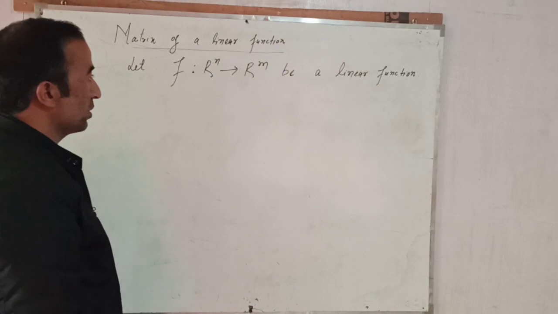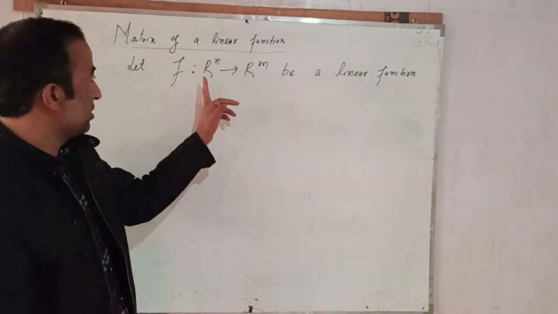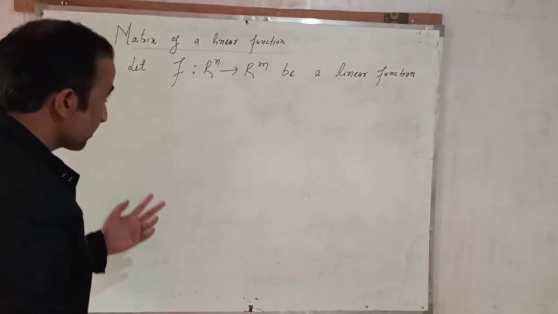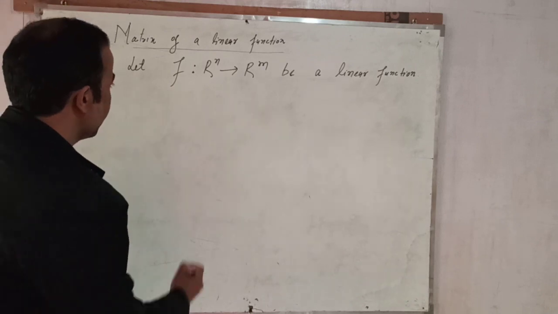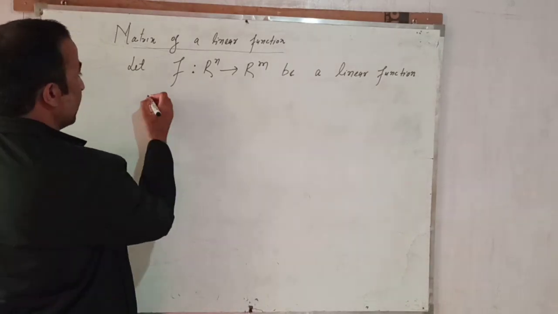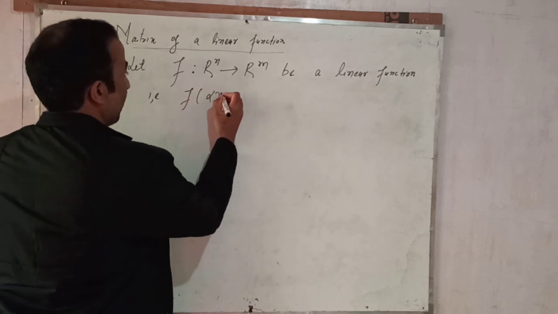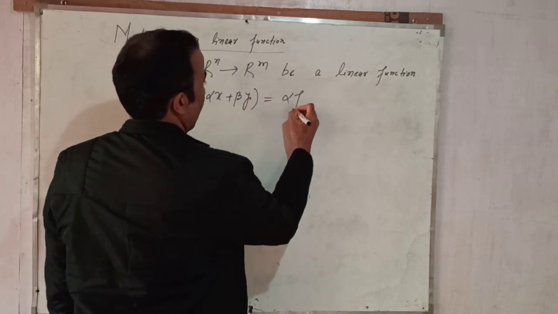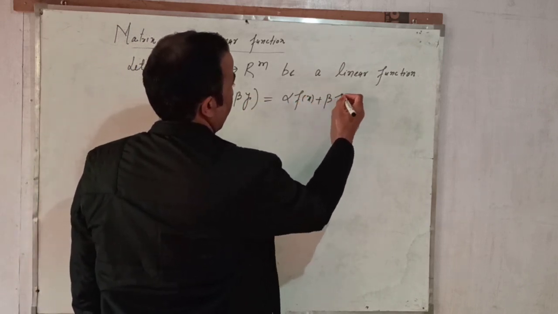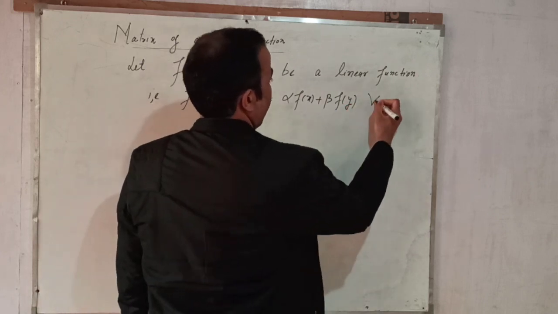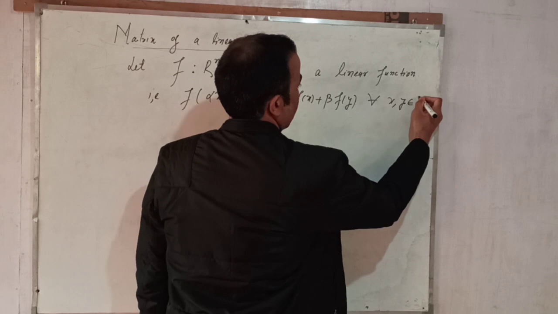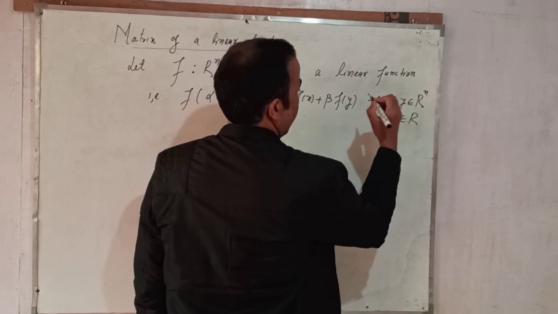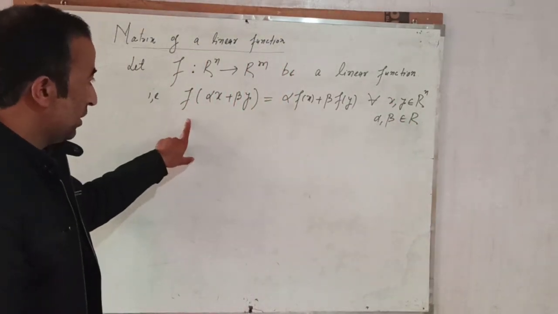By linear function, you know what we mean. Actually, we consider Rn and Rm as vector spaces over R, over the field of real numbers. And when we say f is a linear function, we mean that f of alpha x plus beta y is equal to alpha f of x plus beta f of y for every x, y belonging to Rn and alpha, beta in the field R. This is actually the meaning of linear function.